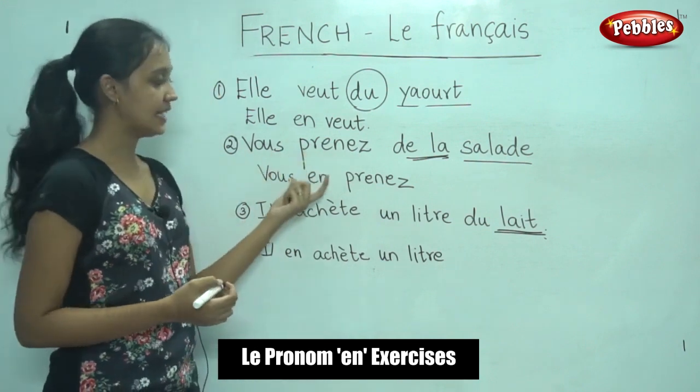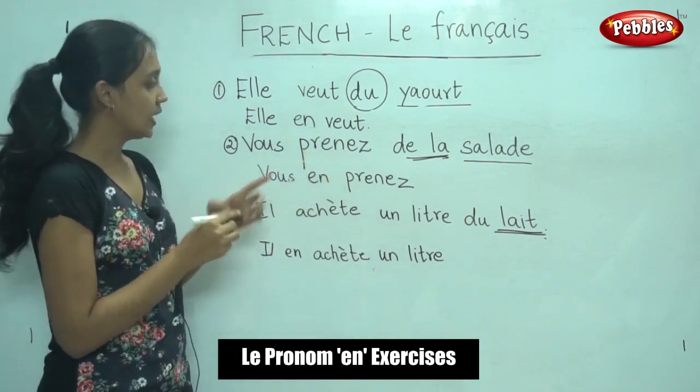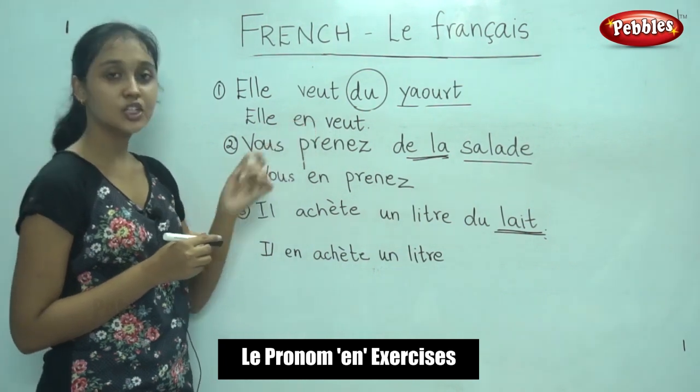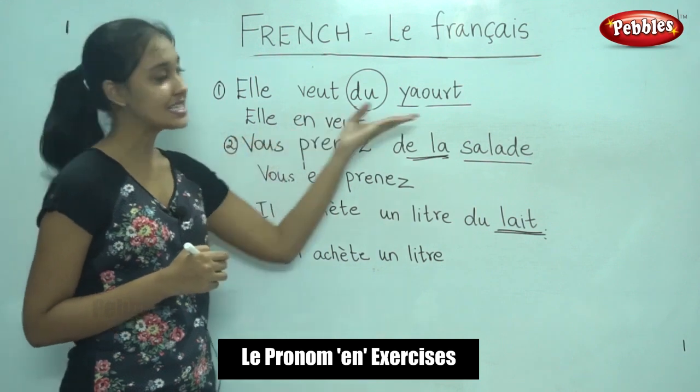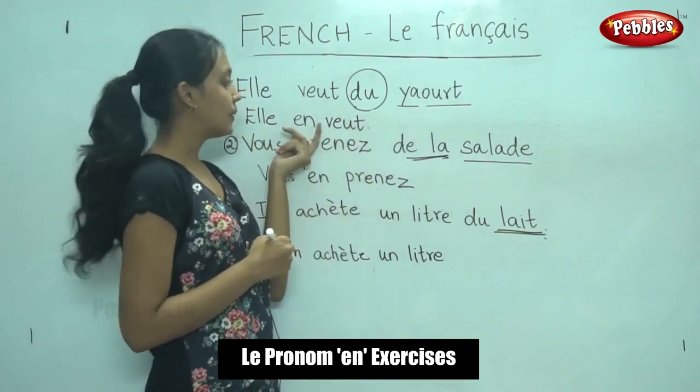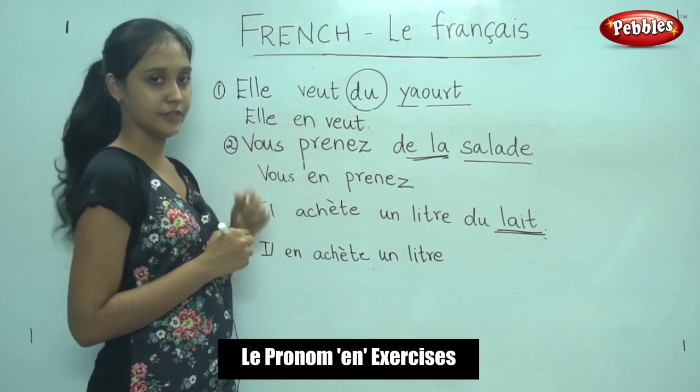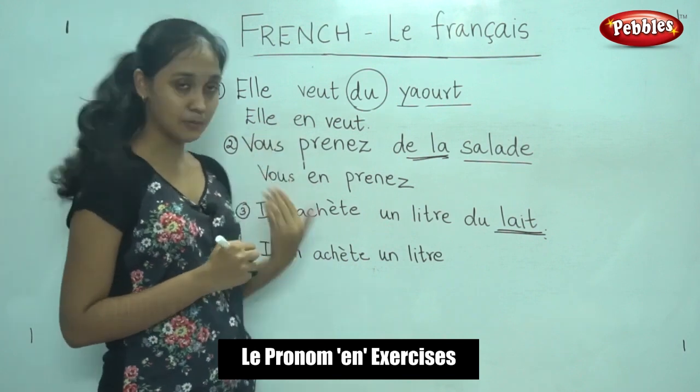Okay, we take it. So en is similar to the it we use in English, and it replaces a noun, and we place it before a verb. So are you ready to see some more sentences?